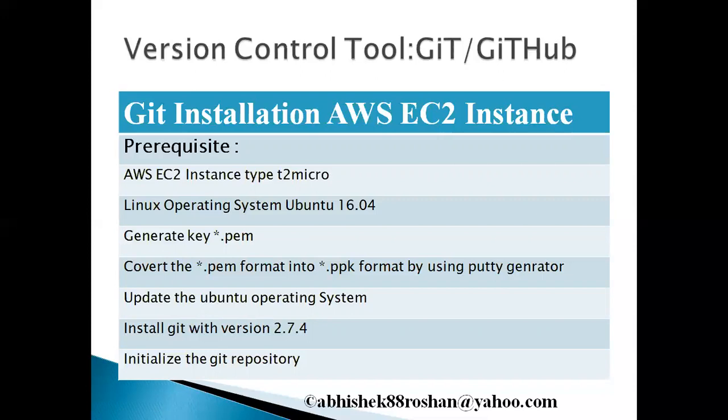But since we are creating the Linux operating system, now we are going to install the Git. Now we have to install the Git on top of your Linux operating system. For that we require a PPK format. So that also I'll show you, how we can convert this. By default you are going to create a .pem format, and then we have to convert this pem format into PPK format by using PuTTY generator. Okay guys, and then we'll be updating our operating system, and we'll be installing our Git. Okay, and then we'll be initializing the Git repository, guys.